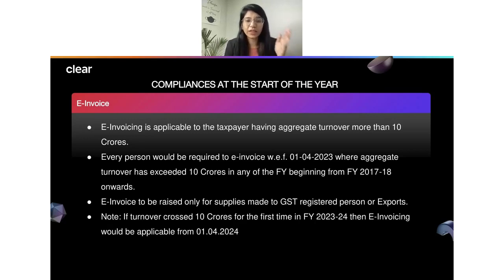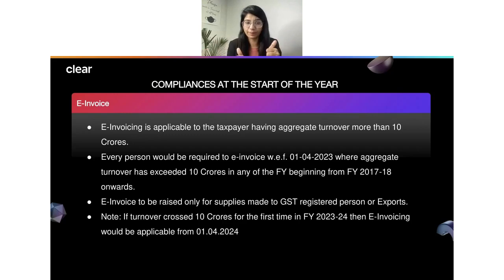So if in the middle of FY 22-23 your limit of 10 crore has been exceeded, note that this limit is always at a PAN level, and here we always include all kinds of documents, whether B2B, B2C, exempted supply, or any other kind of supply. For calculating your turnover, all of your outward supplies have to be considered at a PAN level, right? That is for knowing whether e-invoicing is even applicable to you or not.